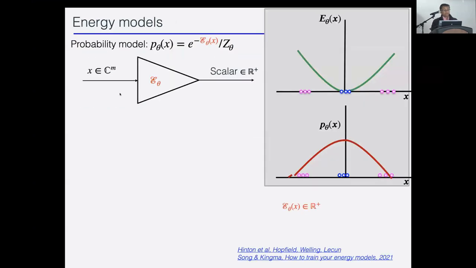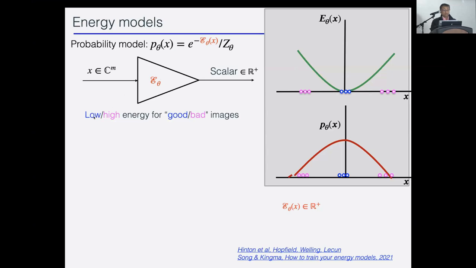So the idea is pretty straightforward. Here you have a neural network which outputs a scalar. The input is an image and the output is a scalar. And the probability is represented as p theta of x is equal to e to the power minus E theta of x divided by Z theta. So Z theta is basically a normalizing constant.